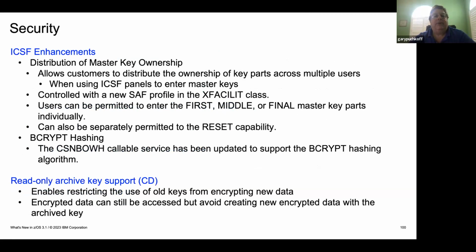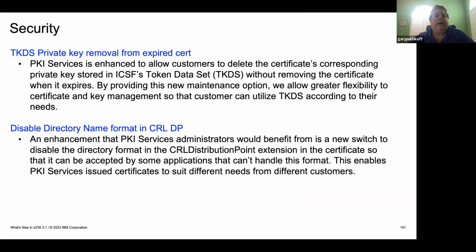ICSF has support for 3-part keys, first, middle, and last on the master key, and support for bcrypt hashing. There's read-only archive key support, so you can mark an encryption key as not to be used to encrypt anymore, but only available for decryption. The TKDS has private keys removal from certificates, so you can have the certificate but pull out the private key, and it's the same thing, you won't be able to encrypt things easily that way. And disable the directory name format for CRLs.